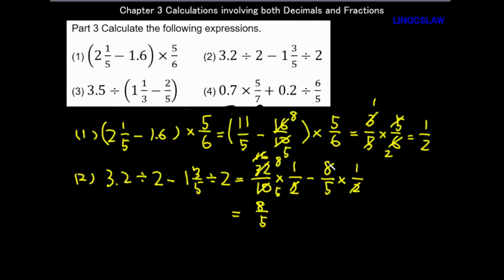and 8/5 times 1/2 is 4/5. Equals, the denominator is common, so you can just subtract 4 from 8. So 4. The answer is this one. Now number 3.